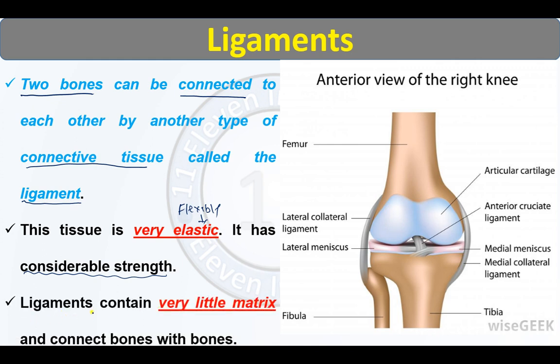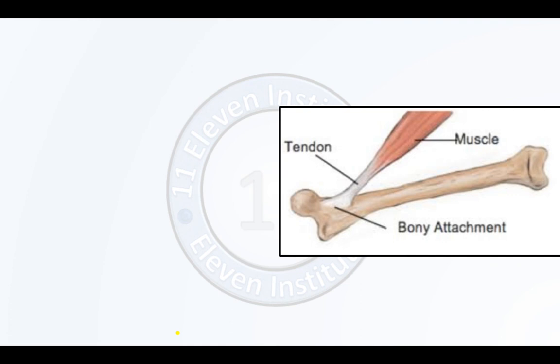Now what is ligament made up of? Ligaments contain very little matrix and connect bones with bones. So this is the only information that is given about ligaments to us. There is much more, but that is not given in our textbook, so we shall not discuss that. But you have to just remember that ligaments contain very little matrix, or very less matrix as compared to the bones. Fine. So that was about ligaments.